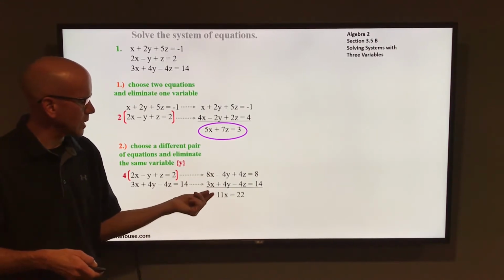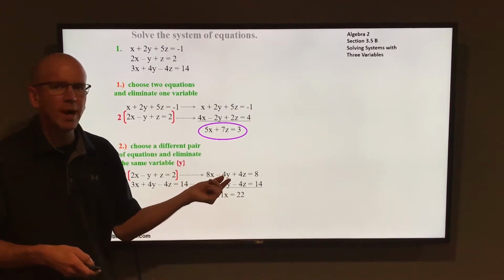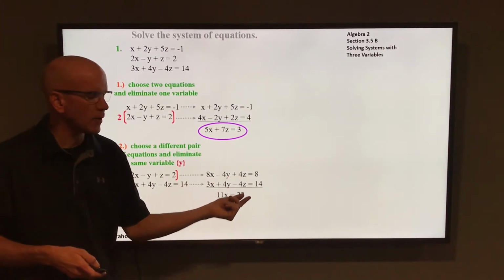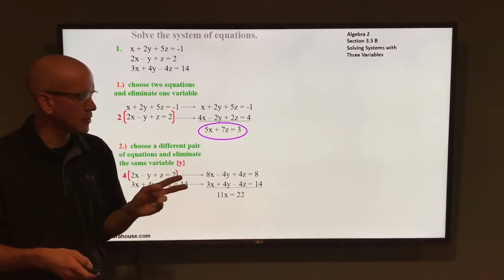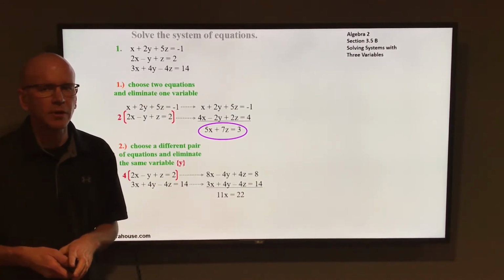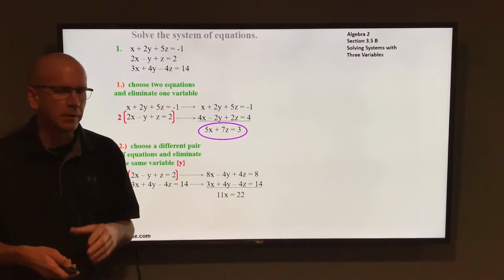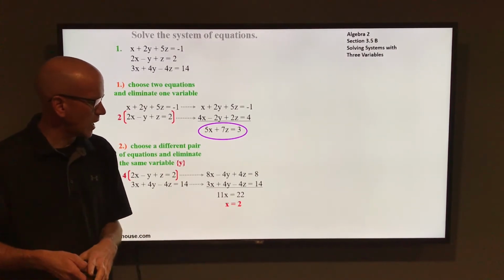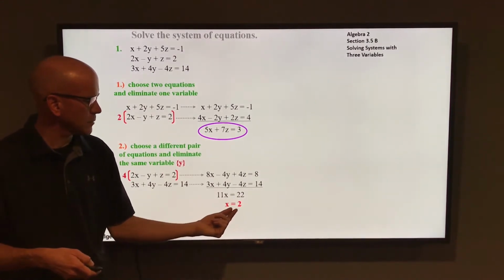So 8x and 3x is 11x, and not only are the y's eliminated here, but the z's are also eliminated. So we have two variables that get eliminated. That's a good thing, because the quicker you get to solving for one of the variables, the faster you get done. 11x equals 22. Divide each side by 11. End up with x equals 2.